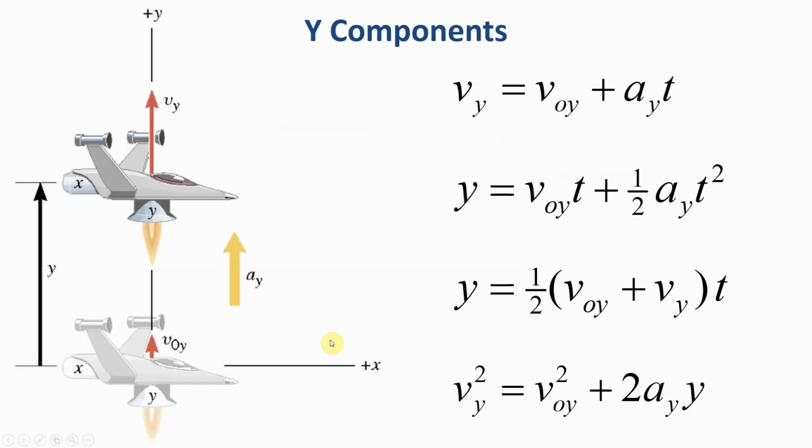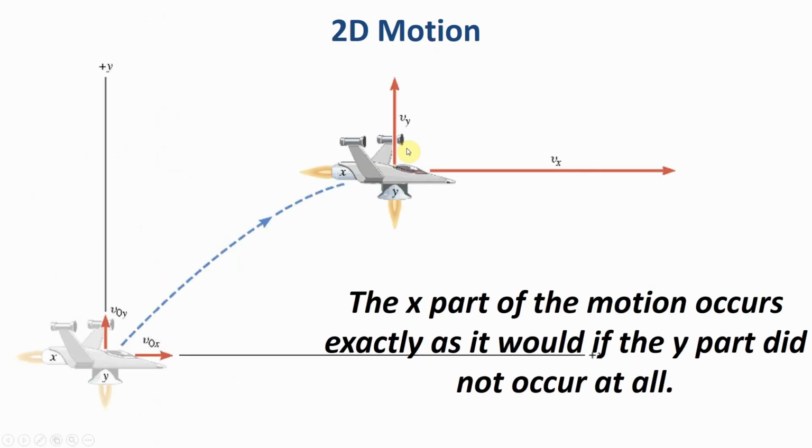Now I do this once again with my Y rocket turned on. Y acceleration, Y initial velocity, Y final velocity. Just a copy and paste job, turned all the X's into Y's. So I can put those bits together.